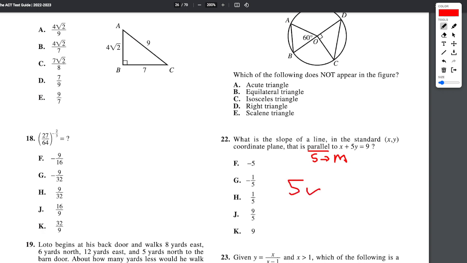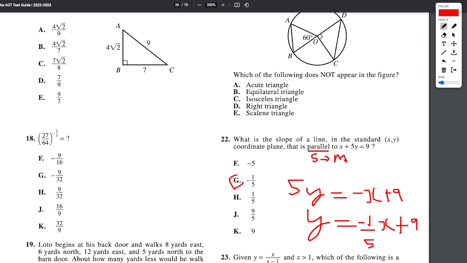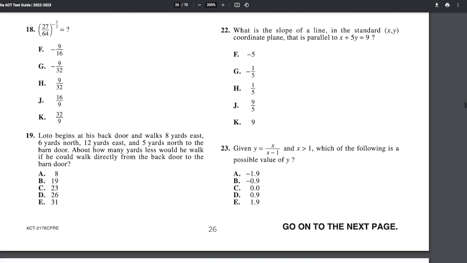We have the equation 5y equals negative x plus 9. I just moved the x to the other side. If you want the slope, we just get y by itself. We get negative 1/5 x plus 9. They're just asking us for the slope, right? So it's just negative 1/5. Good. Let's move on to 23.